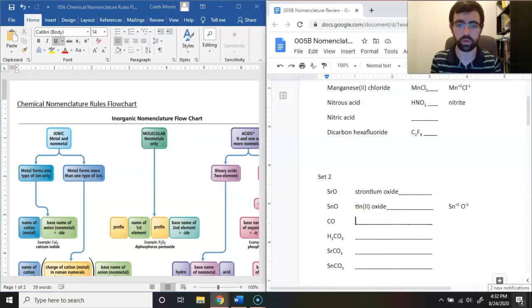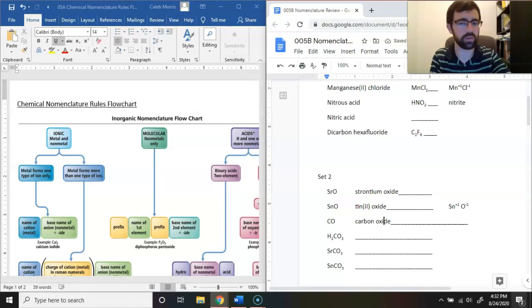So CO is going to be carbon. Now, wait a second, you said prefix. Why is there no prefix on this? The one exception to the prefixes is we do not use mono on the first element. If it's 2 or 3 or any number, we still use a prefix for the first element. But if there's only 1, you do not use a prefix for the first element. And then the second name is going to be some prefix, and then we're going to put oxide.